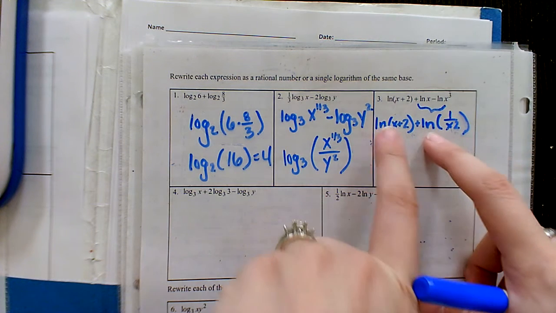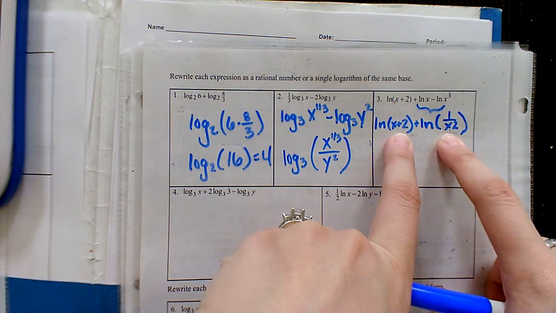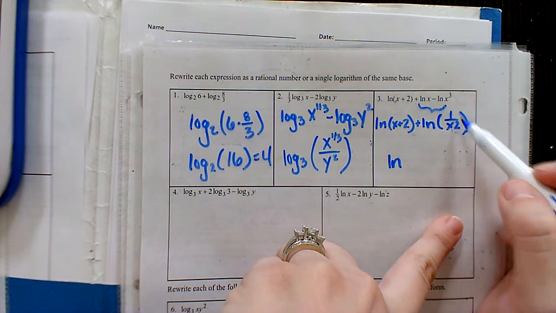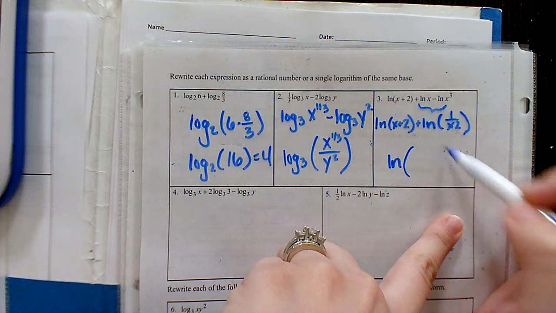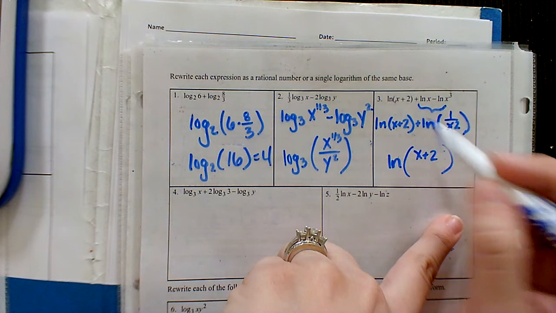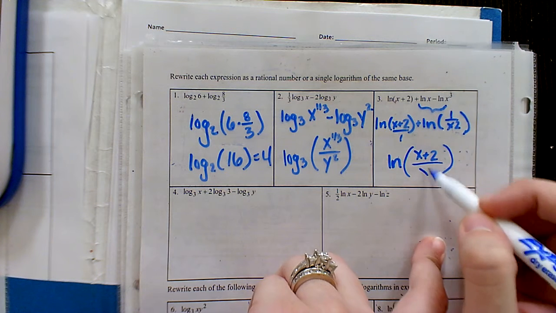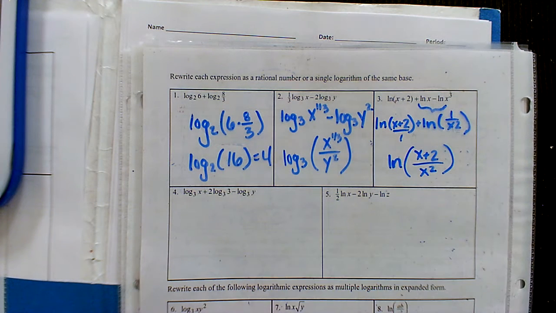If you're adding 2 logs together, what do you want to do? Yeah. Multiply the arguments. Good. Okay, so this x plus 2 times 1 over x squared. The x plus 2 would simply move to the numerator, because you can think about it as x plus 2 over 1. And then we'll have our ending log. So we went from 3 logs actually down to 1 log.